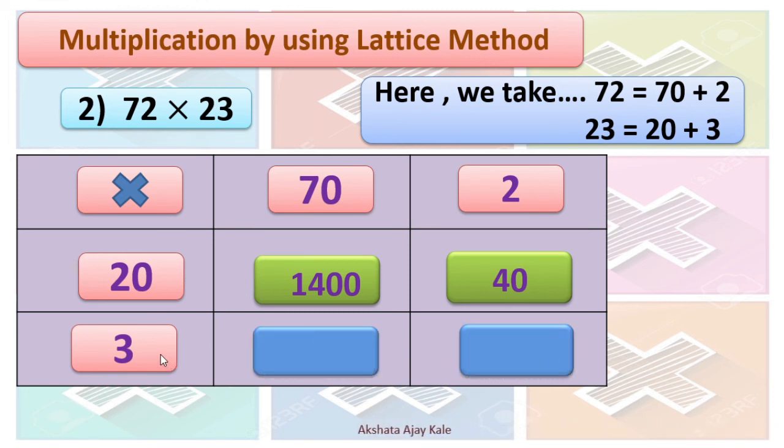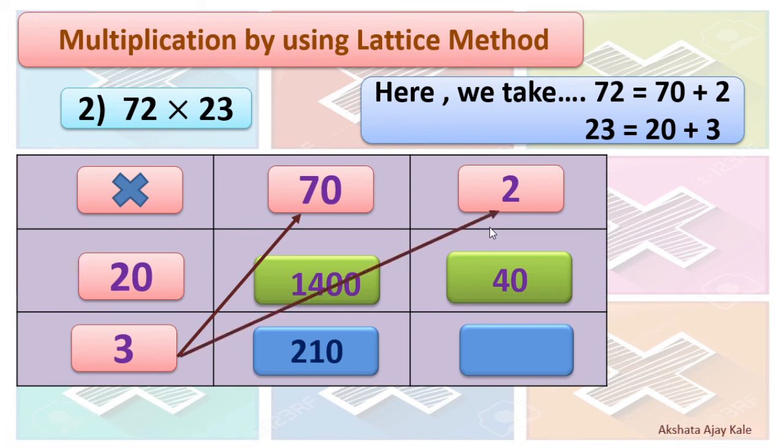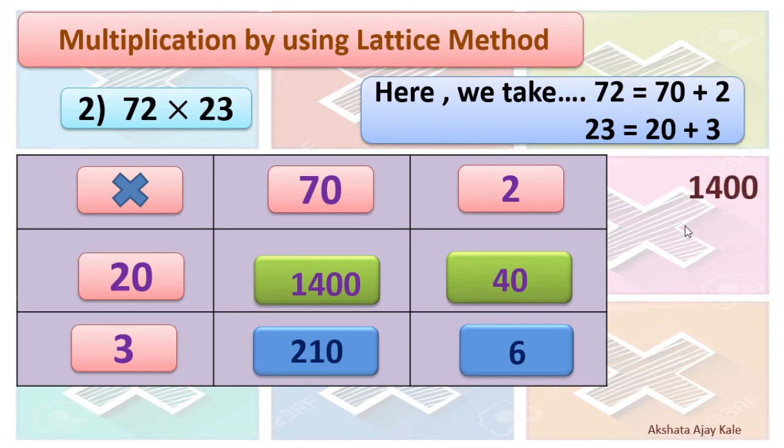Correct? So 3 multiplied by 70. What is the answer? 3 sevens are, yes, 21 and this 0. Correct? So 210. 3 and 2. See, 3 multiplied by 2, 3 twos are 6. Okay? Now the next step is to add all these 4 numbers. According to their place values, we have to write them.